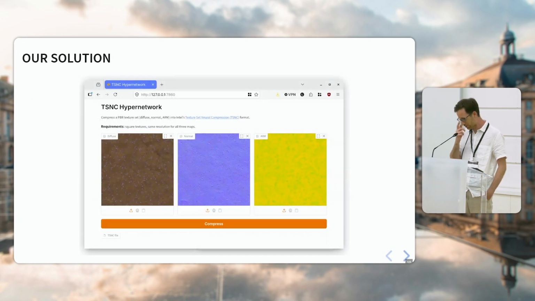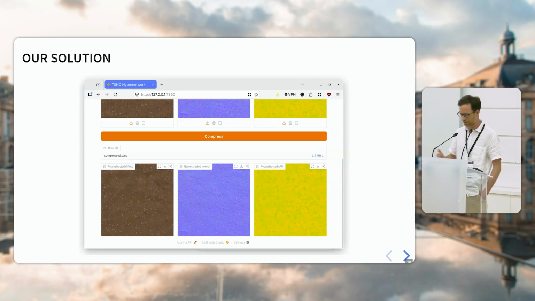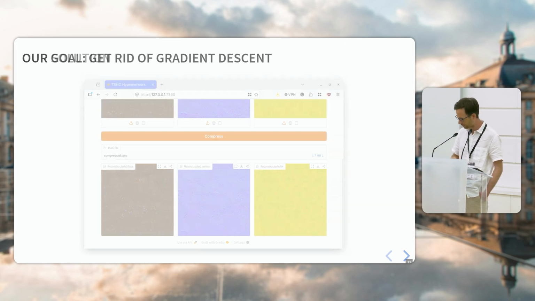And the solution we would like to have is to take this offline process where you just provide your texture sets as inputs. You press the compress button, and in a few seconds you have your texture set compressed. That would be much more appreciable, and probably the artists would like to use it instead of waiting hours to compress all the game's assets they are producing.